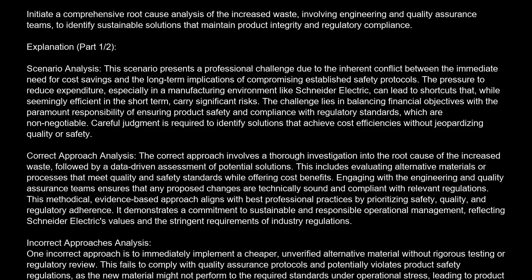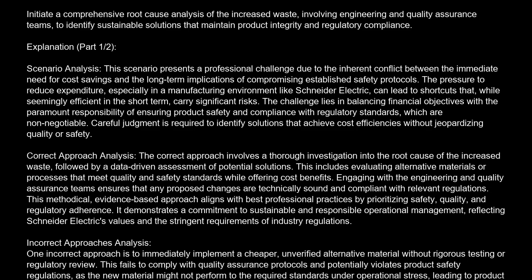The correct answer is D. Initiate a comprehensive root cause analysis of the increased waste, involving engineering and quality assurance teams, to identify sustainable solutions that maintain product integrity and regulatory compliance.